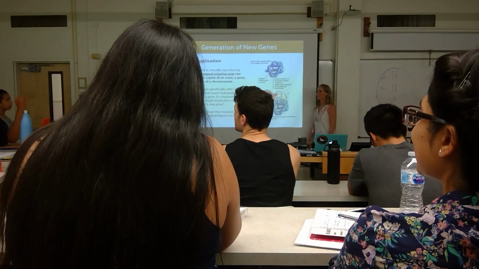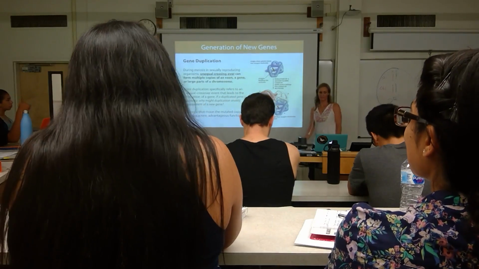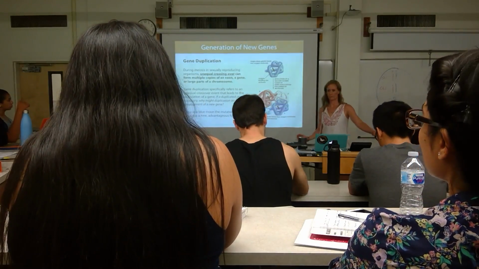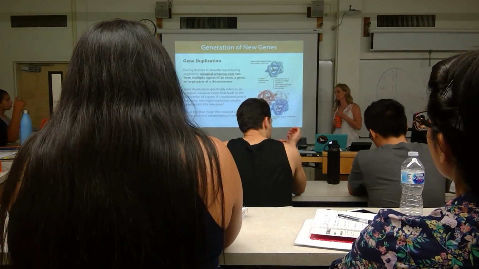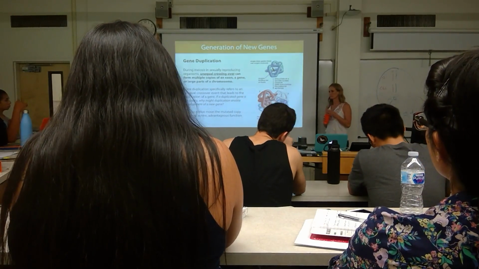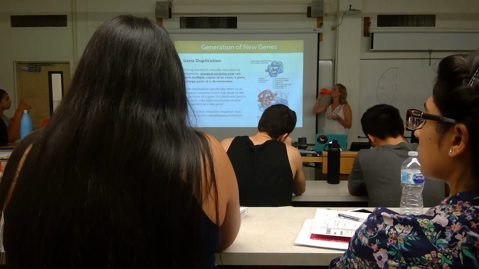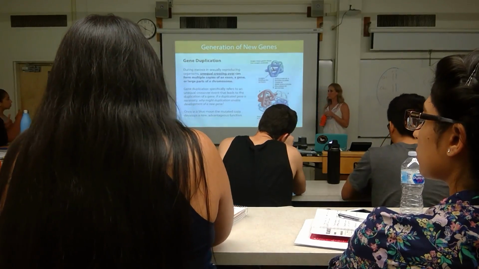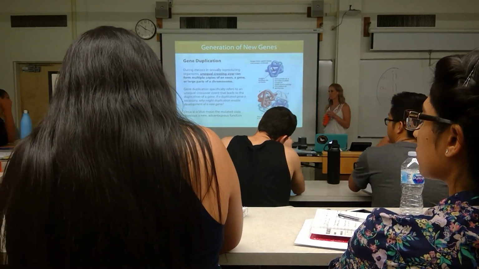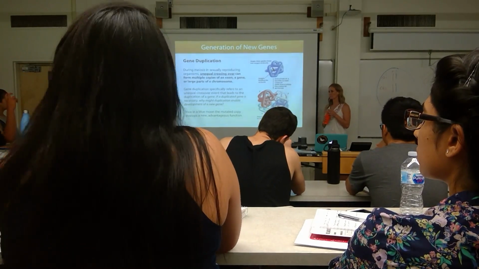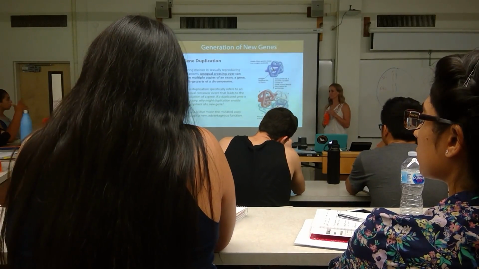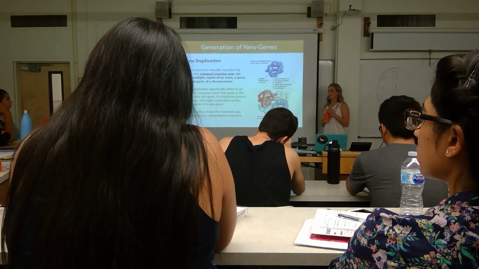Yeah. I have a quick question. Yeah. So when it comes to gene duplication, that's the idea that the chromosomes cross over unequally, right? So where does this backup gene or backup chromosome come from?